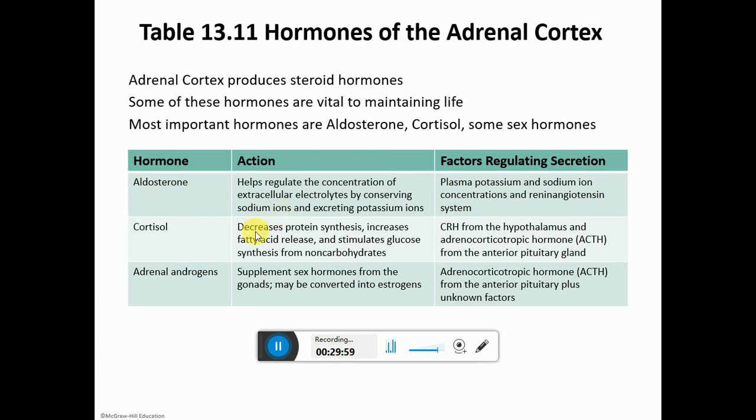Cortisol, on the other hand, decreases your protein synthesis. It increases how many fatty acids are released by your cells. It stimulates glucose synthesis. Too much cortisol can lead to, for example, diabetes because of the stimulation of glucose synthesis. It can lead to breakdown of muscle tissue because of the decrease in protein synthesis. So too much cortisol from chronic stress is not a good thing.